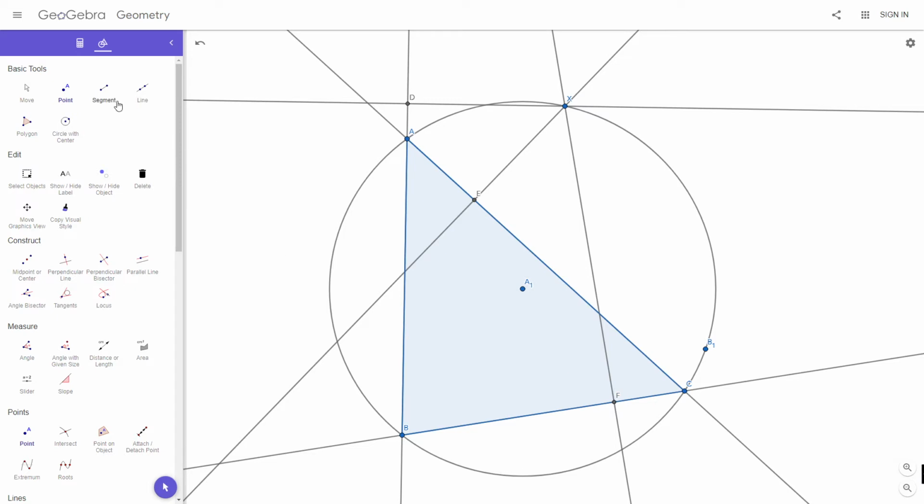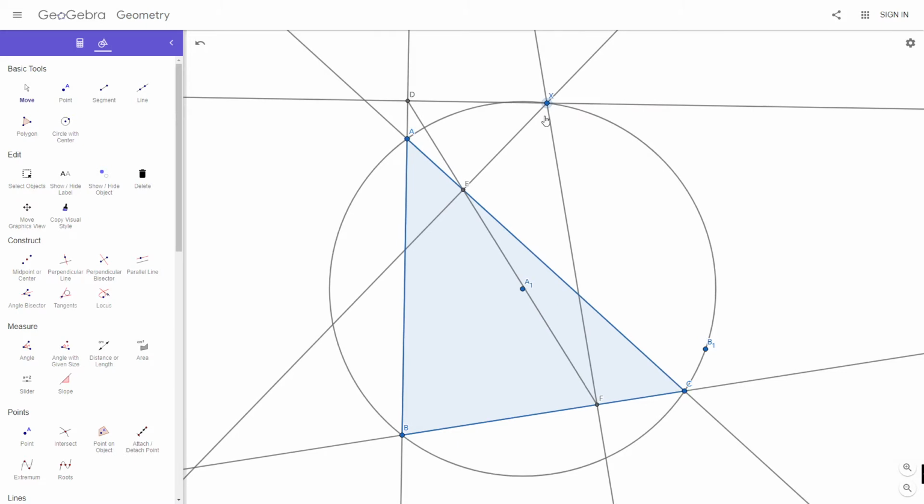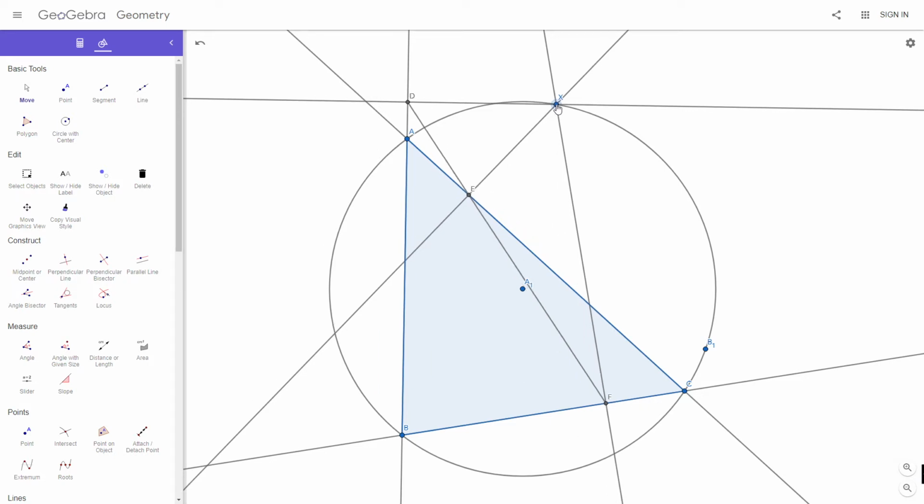Points D, E, F. Then D, E, F is a straight line if and only if X is on the circle. If X is not on the circle, then it's not a straight line. If X is on the circle, then it is a straight line. So this can be used to prove two things. It can be used to prove collinearity of a bunch of points if you can find a specific point X.